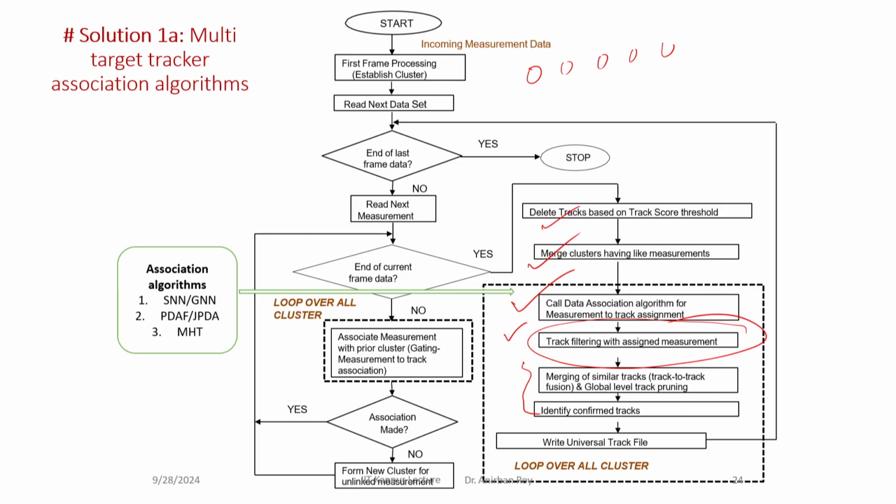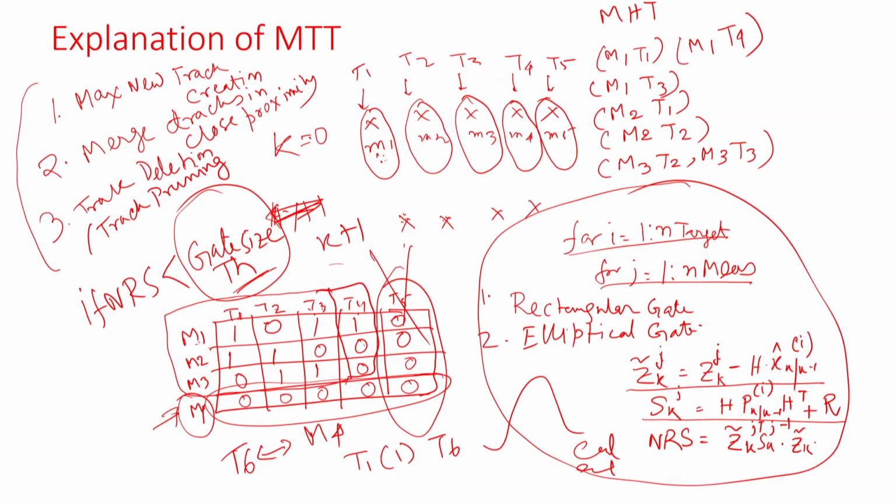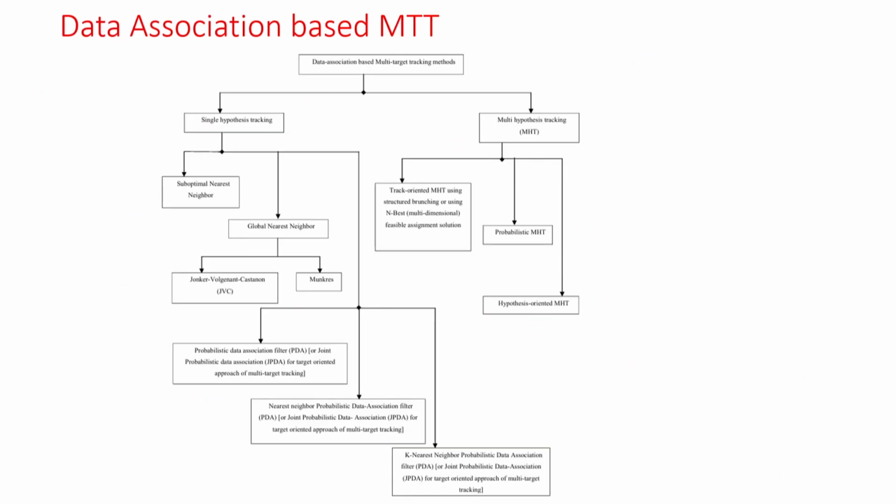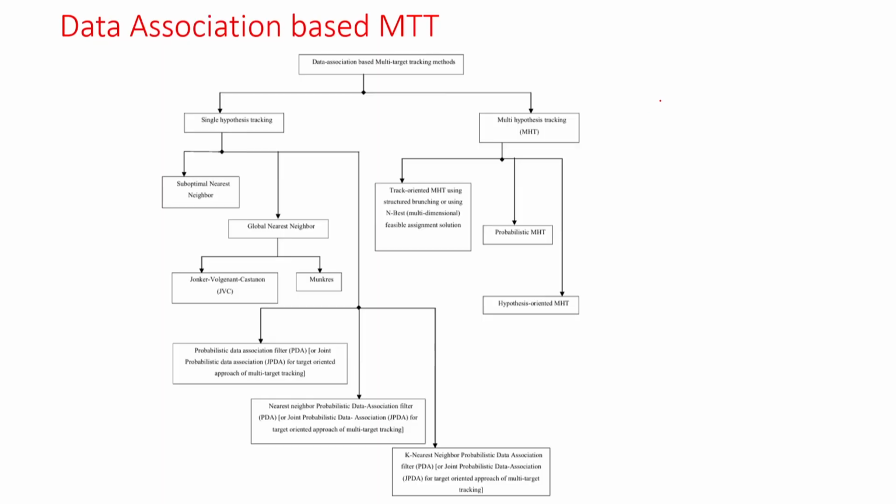Today in the first class we will be talking about SNN. What is the philosophy of SNN? SNN means 1:1, one track, one measurement. If I say track Ti, Ti will be linked to one Mi, meaning measurement. This is called NN. It can be done in 2 ways, one called suboptimal nearest neighbor and one called global nearest neighbor, which we will talk about. Second is called probabilistic data association.